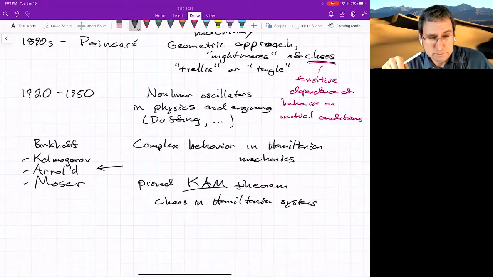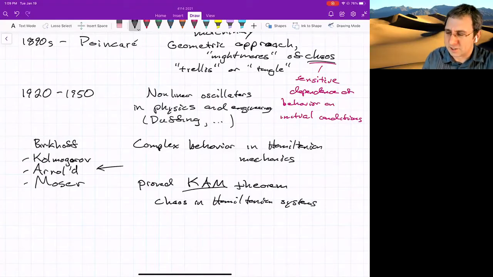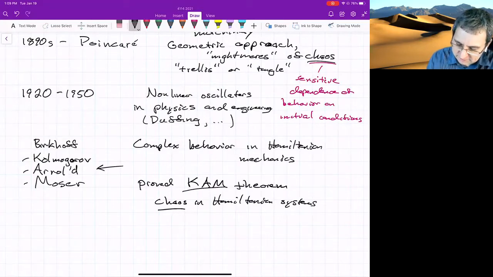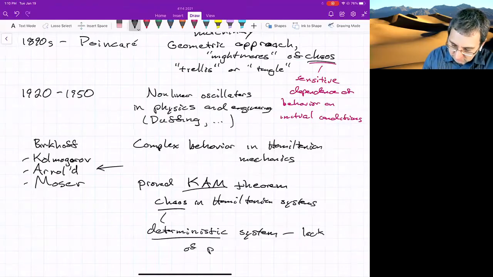The proof itself isn't terribly useful, but we know that there is chaos in Hamiltonian systems. And what do we mean by chaos? Here, I set up sensitive dependence of behavior on initial conditions, but what's needed, and this was interesting and surprising, is that we're talking about a deterministic system, meaning what comes later follows exactly from what came before. There's no randomness, no stochasticity, and yet there is this element of lack of predictability after some time.